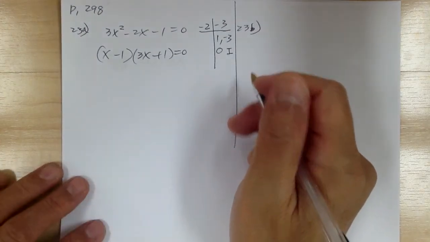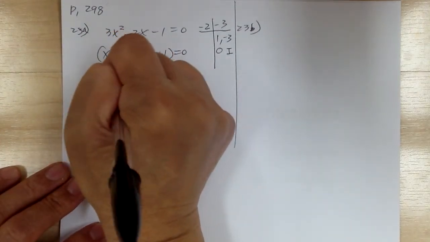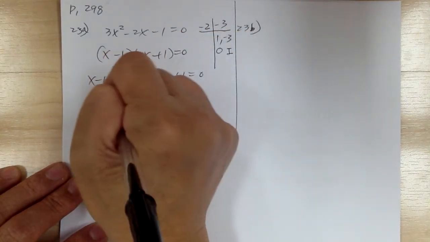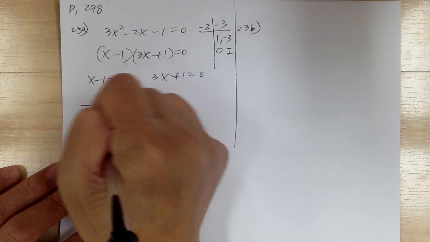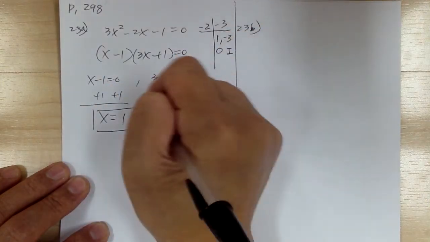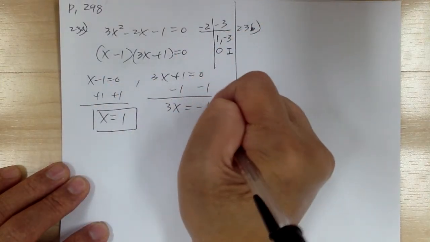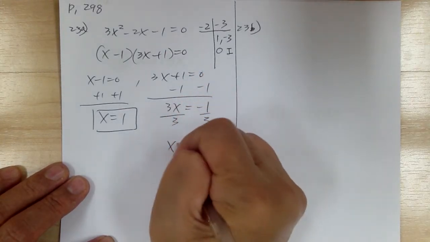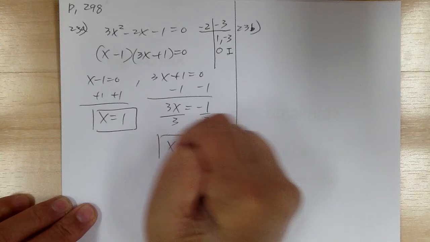And then you set each part equal to 0. So x minus 1 equal to 0, 3x plus 1 equal to 0. So then you solve. You get x equal to 1. This one, subtract 1 on both sides. Again, if you just write out every step, you can actually do it fairly quick. So x equal to negative 1/3.